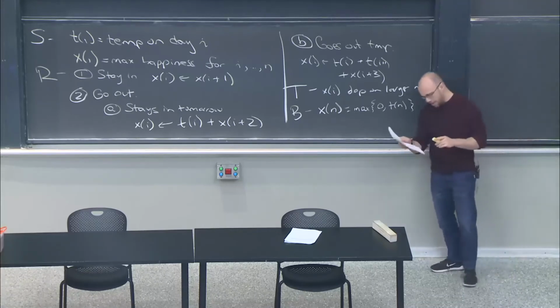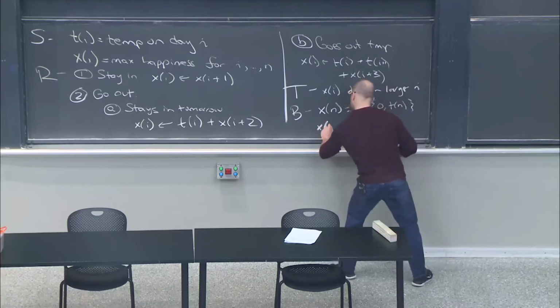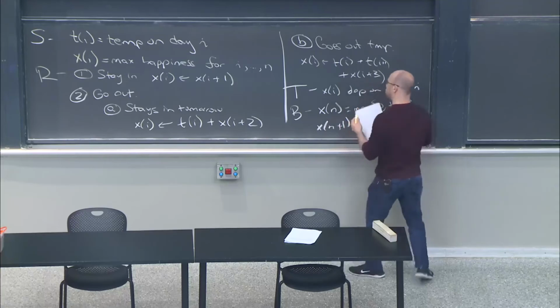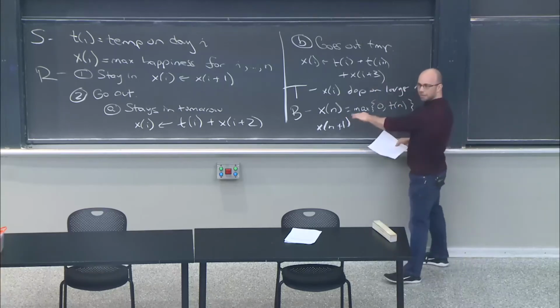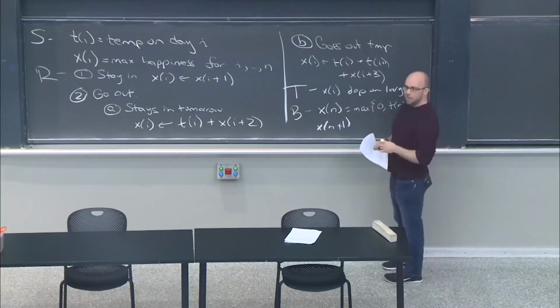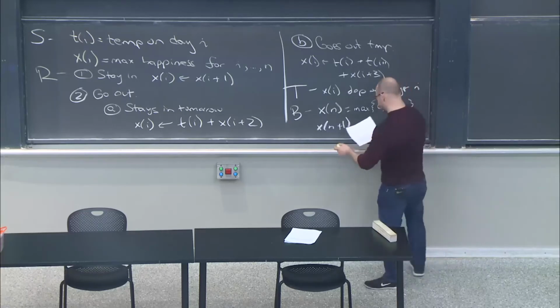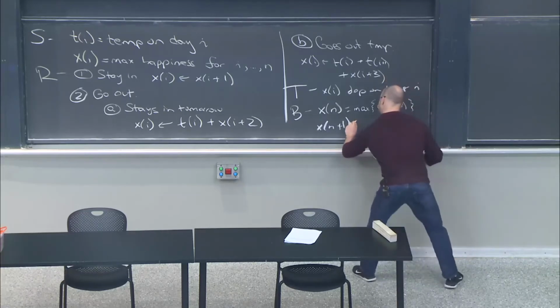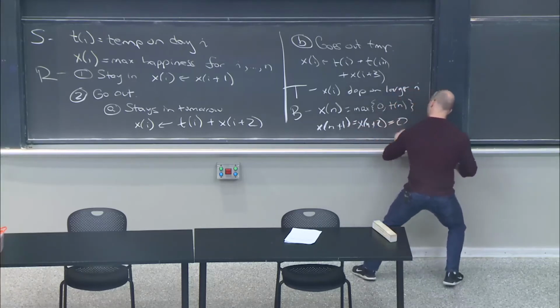Okay, and then in addition to that, for convenience, notice that there's a universe where I look beyond the end of my array in my recursive call here. So I should probably think about a few extra x's. Obviously, the utility of going out on a day that doesn't exist is 0. So we can say that xn plus 1 equals xn plus 2 equals 0.